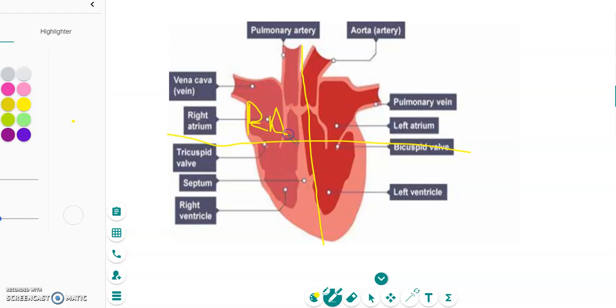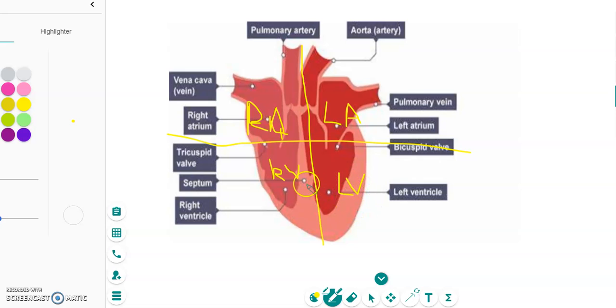So here we have right atrium, right ventricle, left atrium, and your left ventricle. I think one important thing to notice is that the left ventricle is actually a lot thicker than the right ventricle. That is because the right side only needs to pump blood to the lungs, and the lungs are actually in close proximity to the heart, so it doesn't need to go that far.